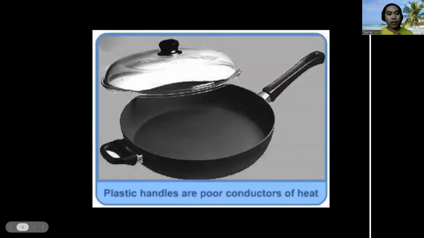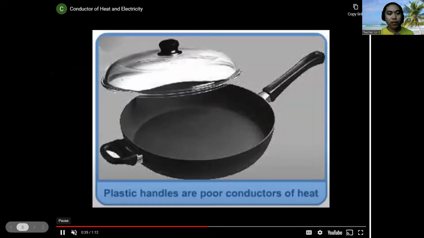Ayan. So plastic handles are poor conductors of heat. Bakit poor conductors of heat? Kasi hindi nila kaya yung heat. Okay? Once na nag-spread yung heat, hindi kaya ng atom na meron doon sa plastic. Kaya sinasabi siyang poor conductors of heat.